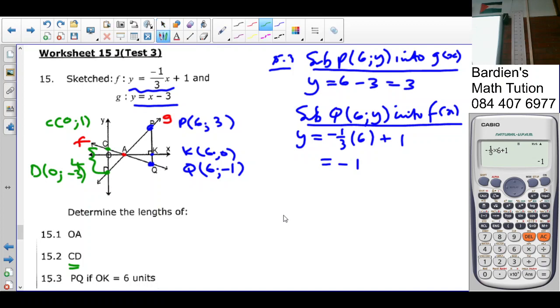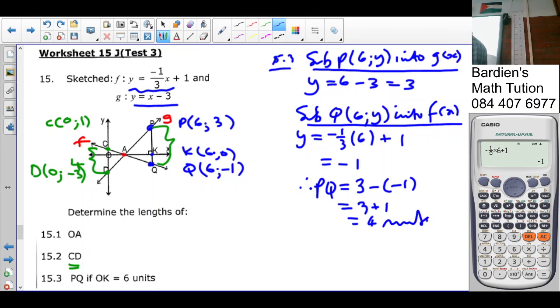So what is the length of PQ then? Therefore PQ is going to be the top graph, which is 3, minus negative 1, which is 3 plus 1, which is 4 units. You'll see that this length should have been about the same as CD, but since the graph is not drawn to scale, that is why it's a bit lopsided.